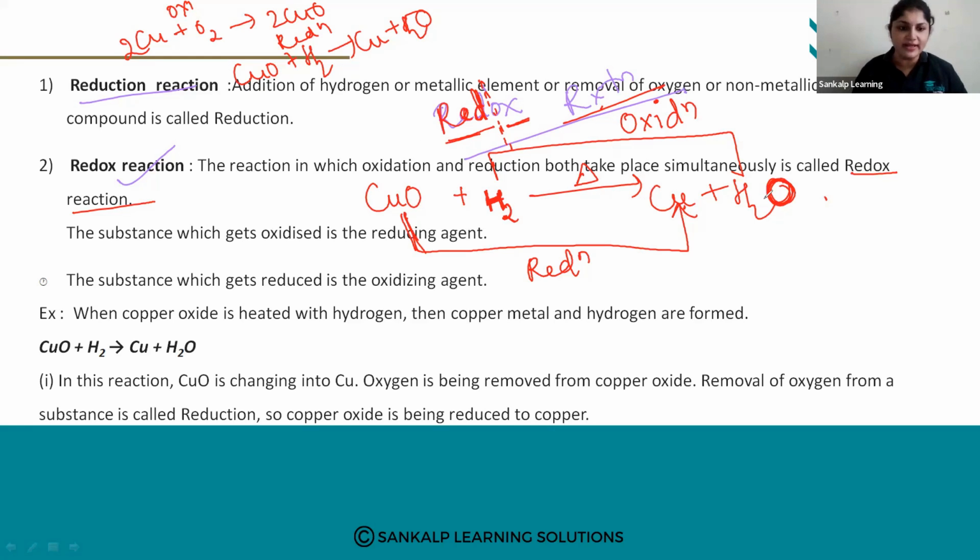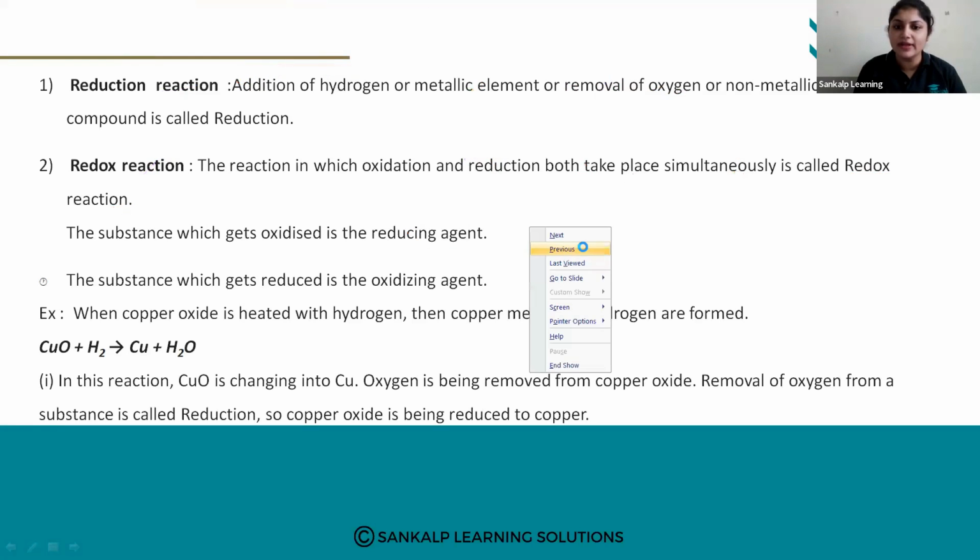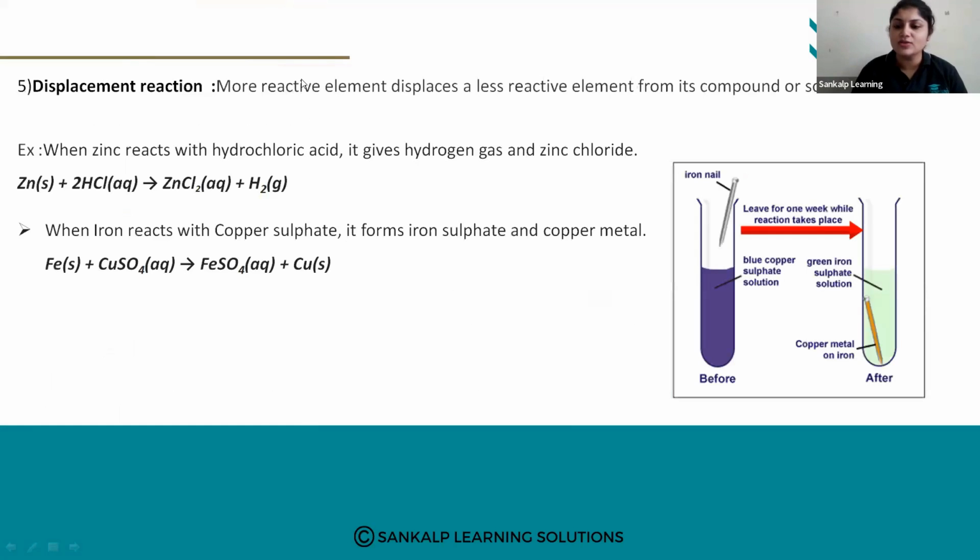Okay, so we'll revise it for today. I think it will be confusing if we go further. So first, what is a displacement reaction? In the reactants, the element which is more reactive gets displaced by the element which is less reactive from its compound or solution, and then it is called a displacement reaction.